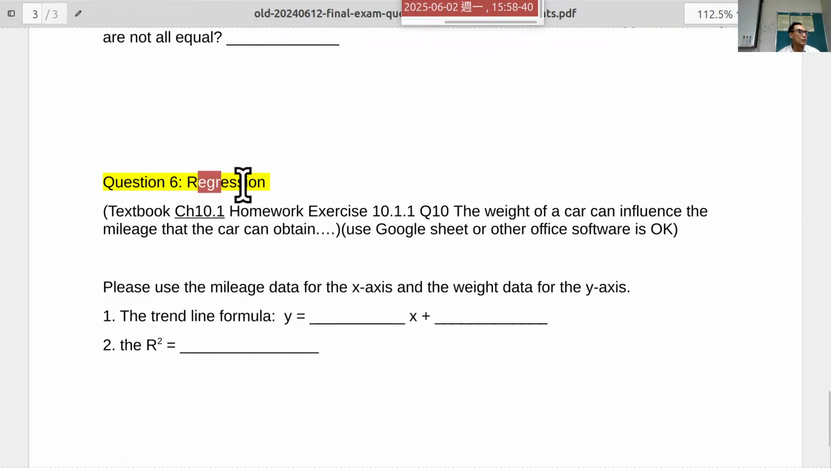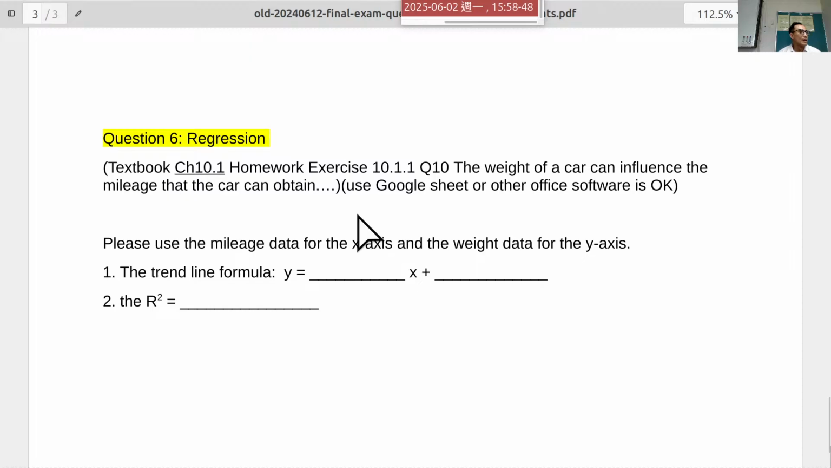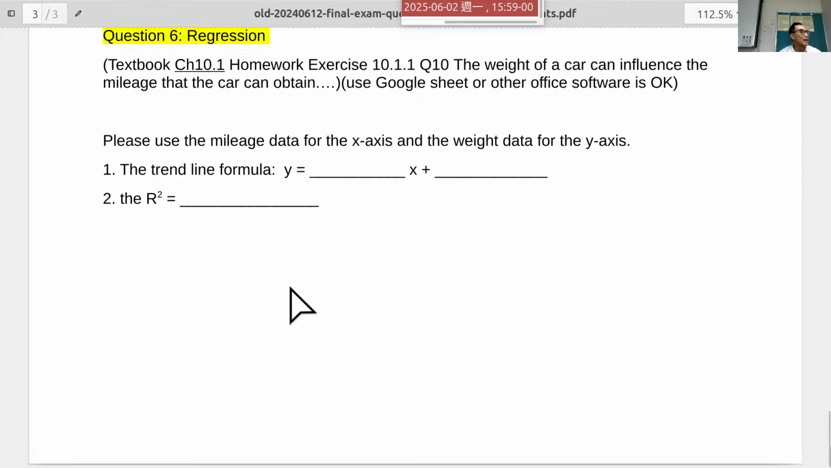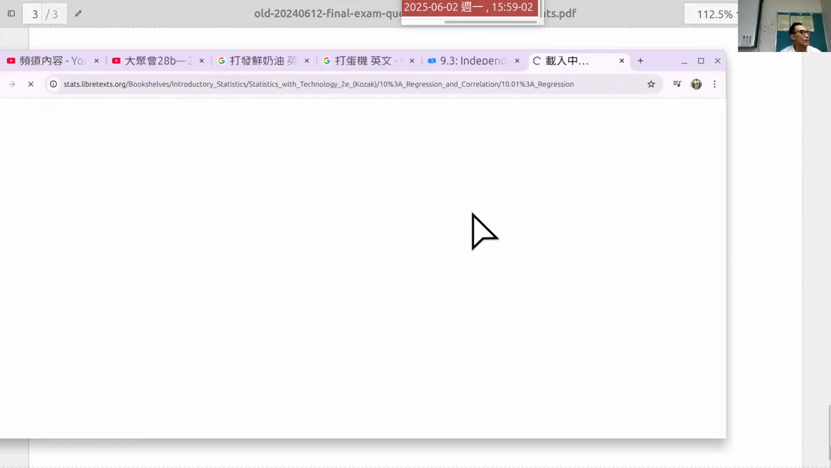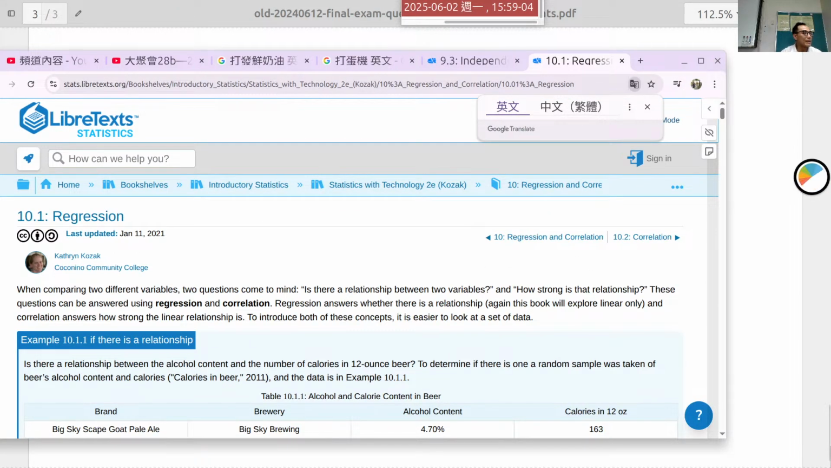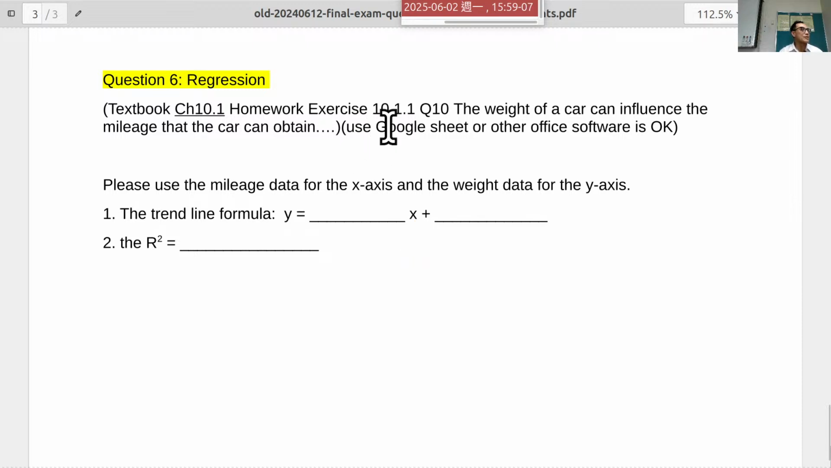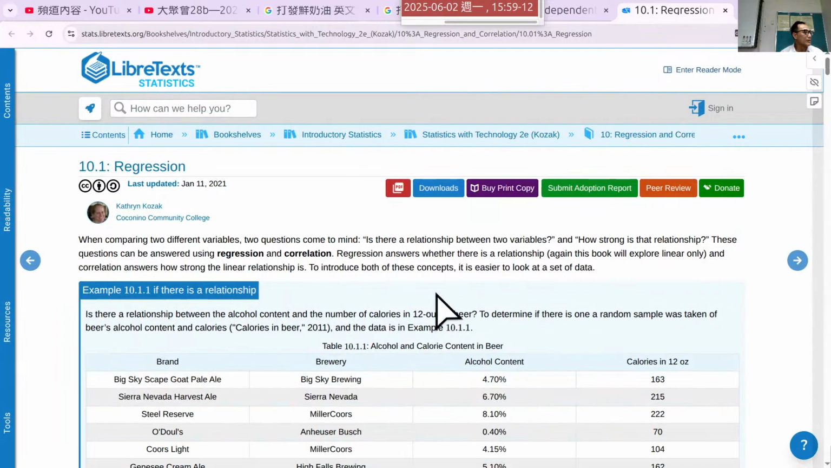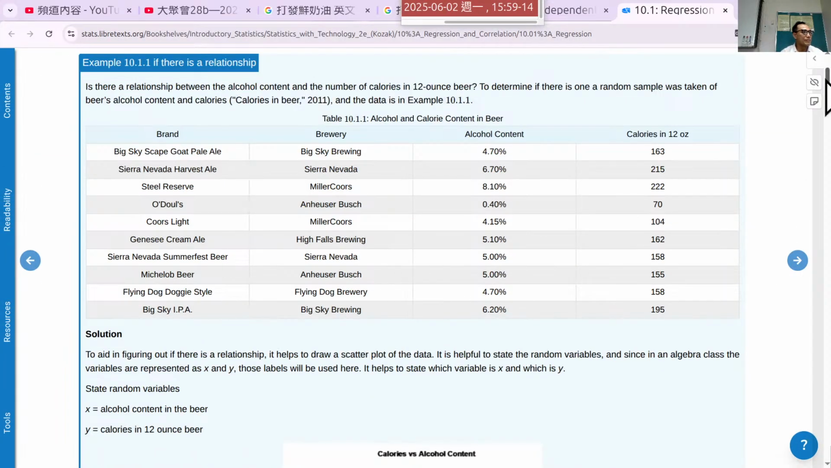And the regression question. Please check the textbook, chapter 10.1. Using Google Sheets or other software is okay. And please use the mileage data for the y-axis and the weight data for the x-axis to draw the line. So let's take a look at this one. Exercise 10.1.1, question number 10.